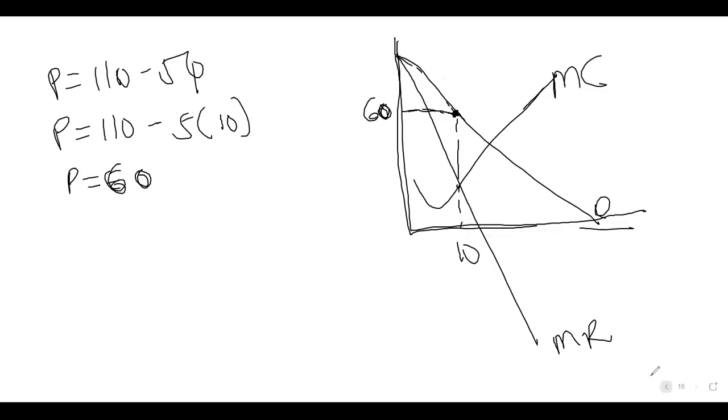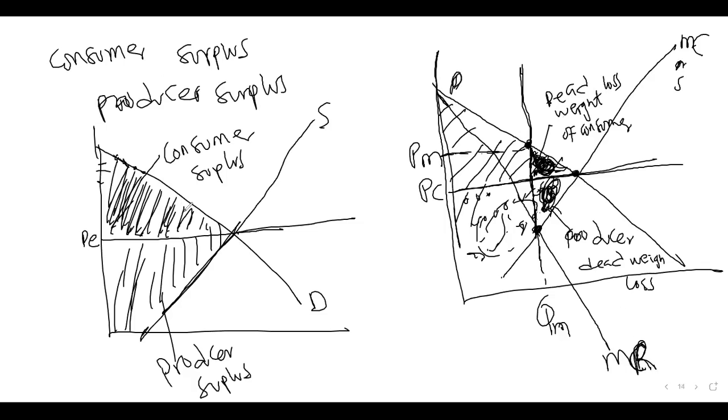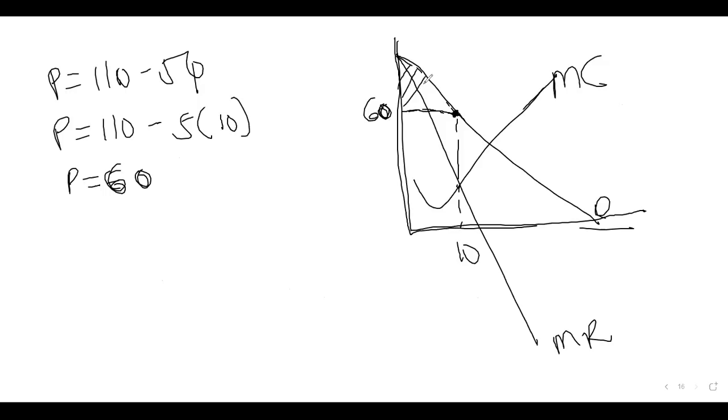Now, if you remember, the consumer surplus is this region, where we have the price and the demand curve. So the consumer surplus is this whole region, because the price is here and the demand curve is here. How do we find the area of a triangle? The area of a triangle is half base times height. The base is 10, because we have between 0 and 10.